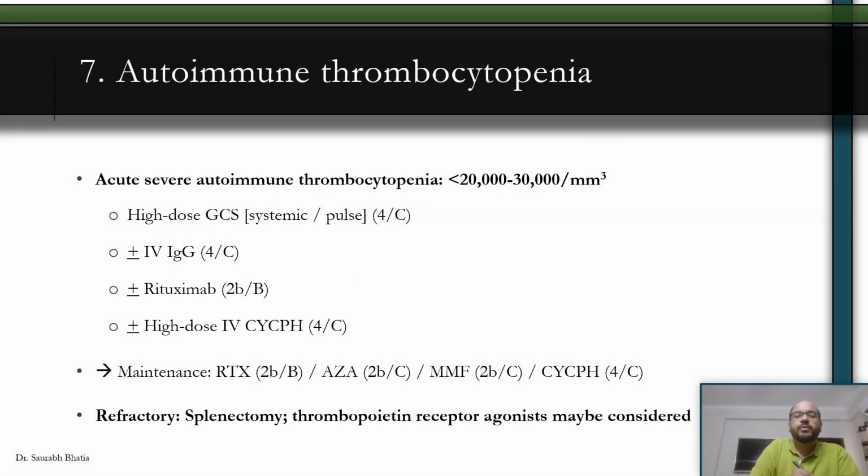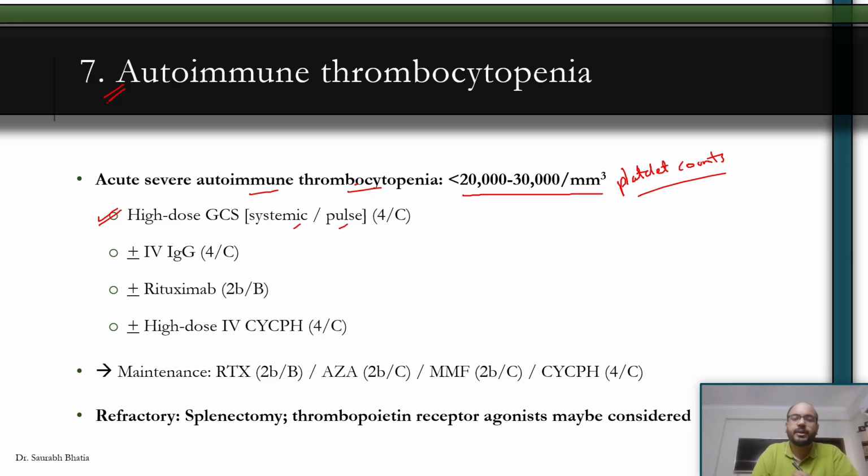The seventh recommendation is when you have existing autoimmune thrombocytopenia in a patient of SLE. SLE has different systemic manifestations. One of the important hematological manifestations is acute severe autoimmune thrombocytopenia. The definition is platelet counts less than 20 to 30,000 per ml. So if the platelet counts go less than 20 to 30,000 per ml, you consider that as acute severe autoimmune thrombocytopenia. If that is present, give high dose glucocorticosteroids, either systemic orally or via pulse.